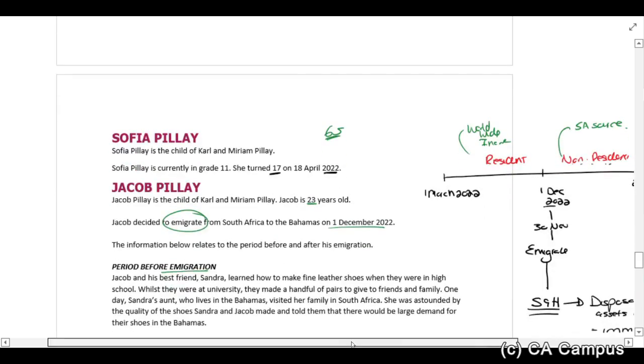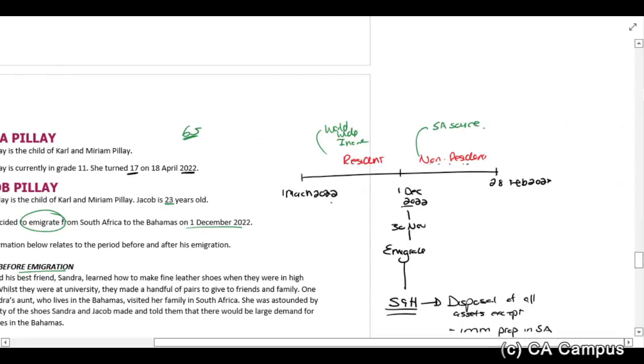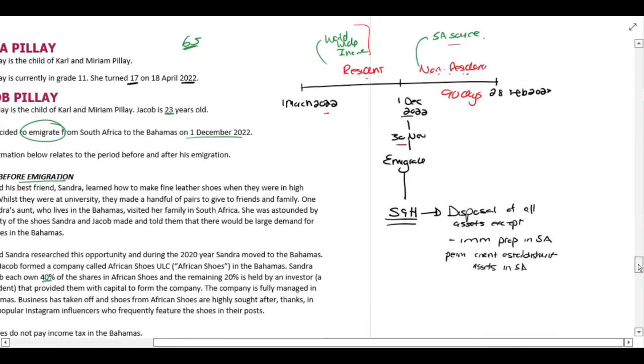So he emigrated on the 1st of December. His tax year starts on the 1st of March. He's a resident until the 1st of December, so up until the 30th of November, he's a resident. From the 1st of December, he's a non-resident. That was 90 days that he's a non-resident. During the time that he's a resident, he's taxed on worldwide income. After that, he's only taxed on income from a South African source. On the 30th of November, Section 9H applies, and he's deemed to sell all of his assets immediately at their market value before he becomes a non-resident. So that's included in this period.